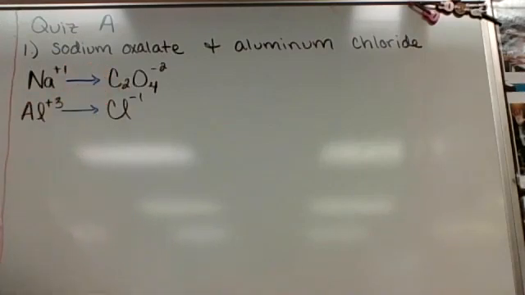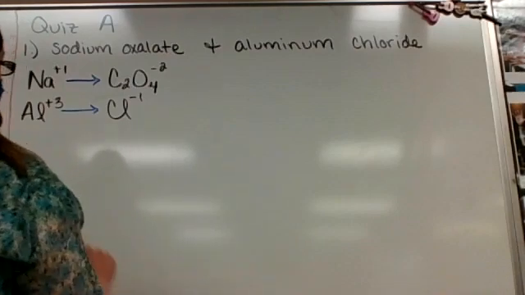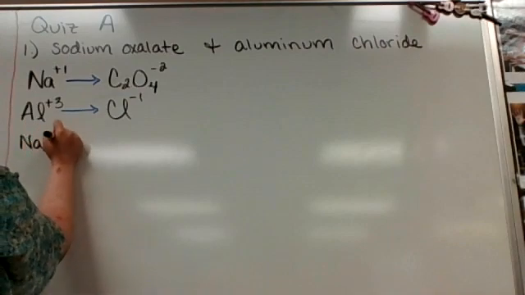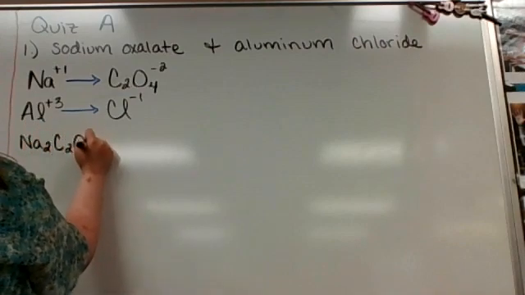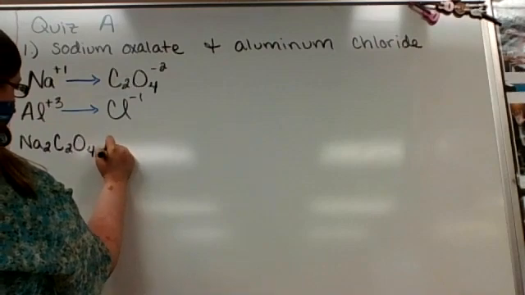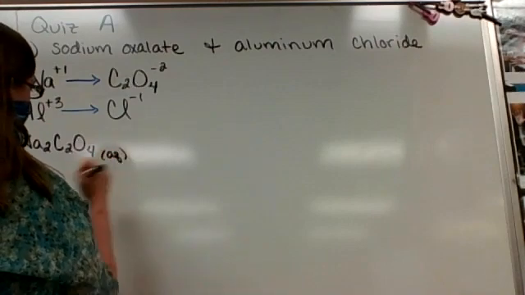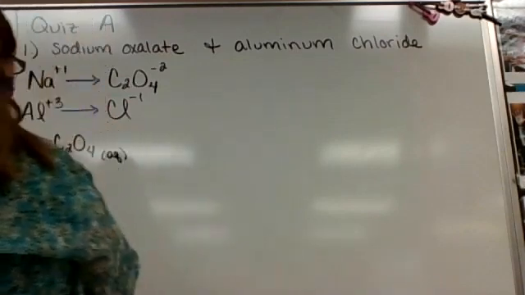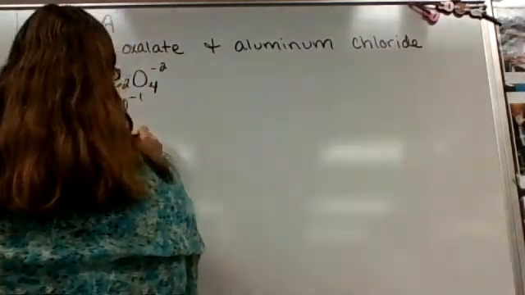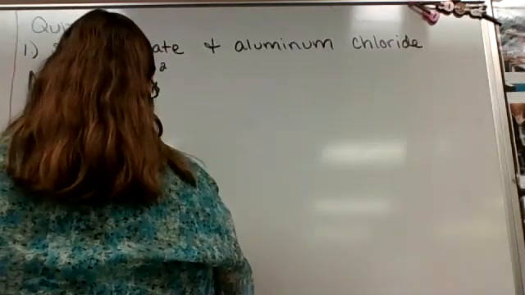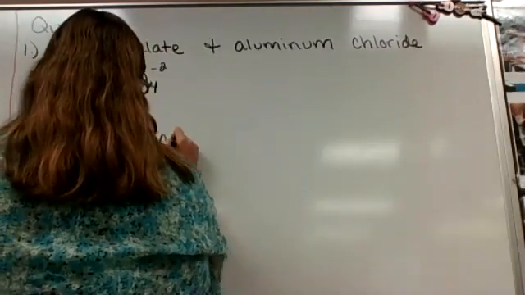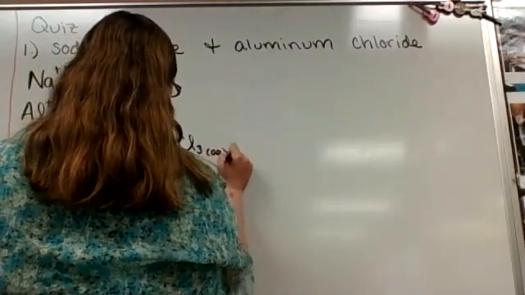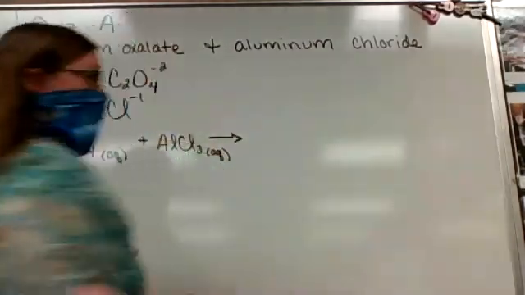So what is sodium oxalate? Very good. And then aqueous, so Na2C2O4. And then aluminum chloride, Al +3, Cl -1. So what is aluminum chloride? And we're told solutions of, so we know that both are aqueous.